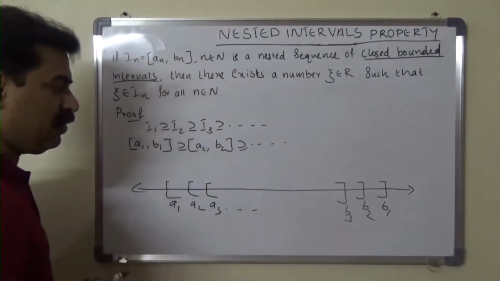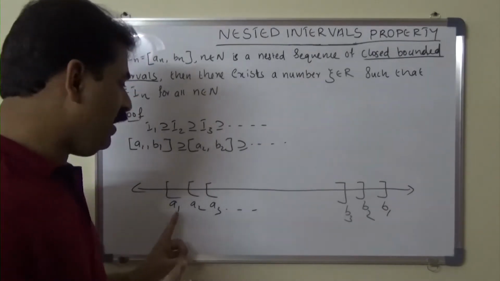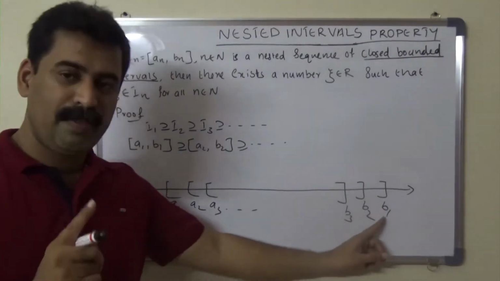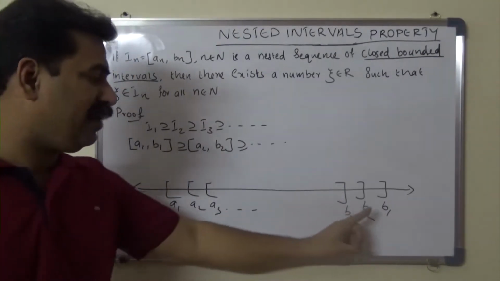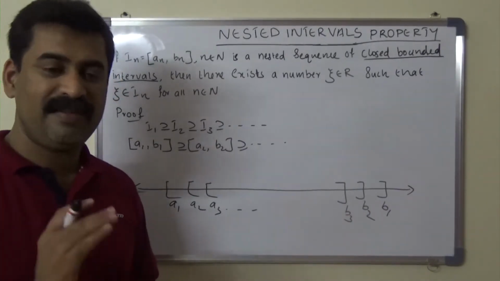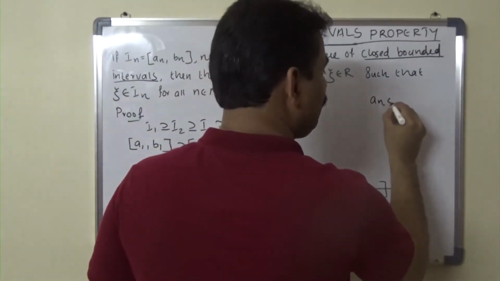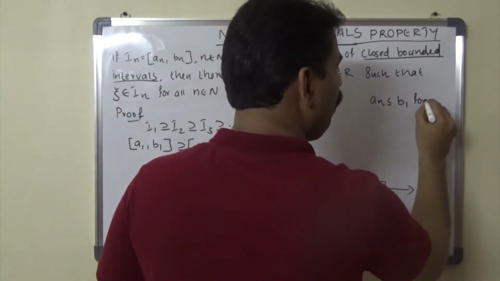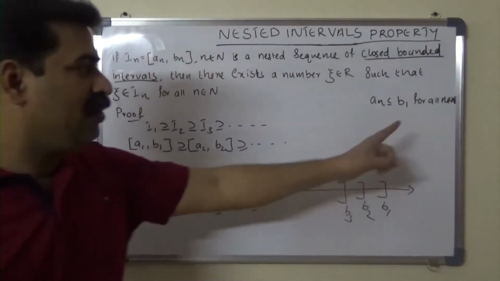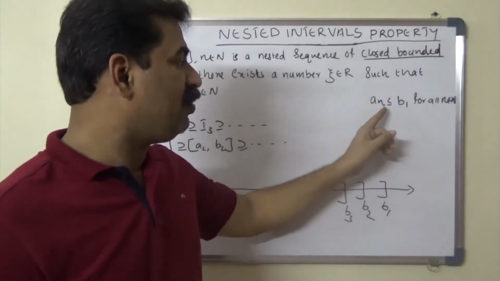Clear? Etc. In this case, we can say that a_1 is less than or equal to b_1, a_2 is less than or equal to b_1, a_3 is less than or equal to b_1. That means each a_n is less than or equal to b_1. We can write a_n is less than or equal to b_1 for all n belongs to capital N. Put n equals 1, then a_1 is less than or equal to b_1; put n equals 2, then a_2 is less than or equal to b_1.